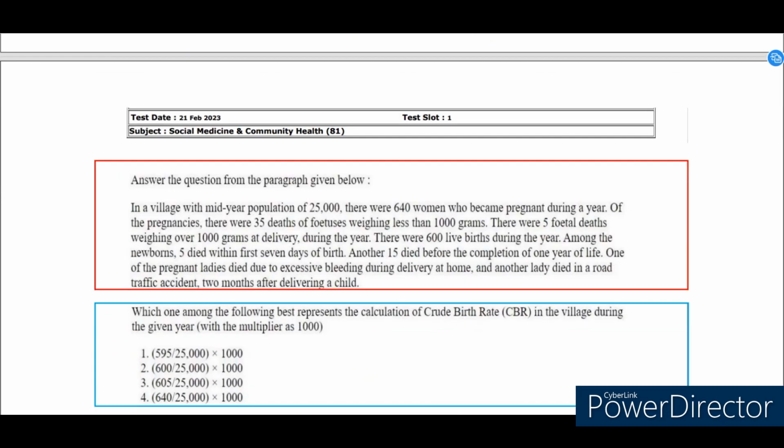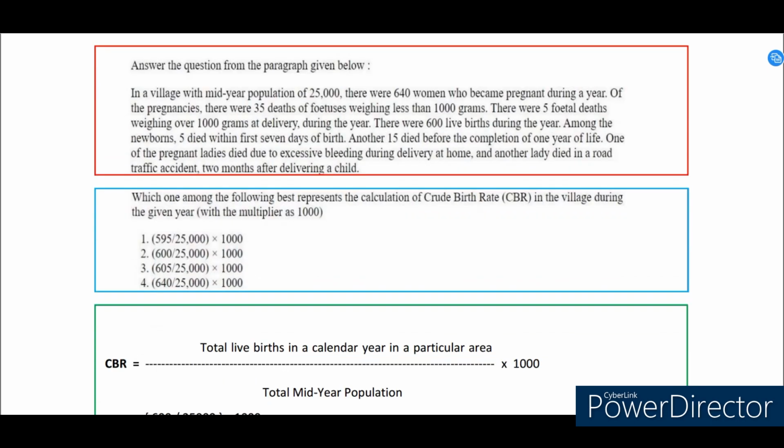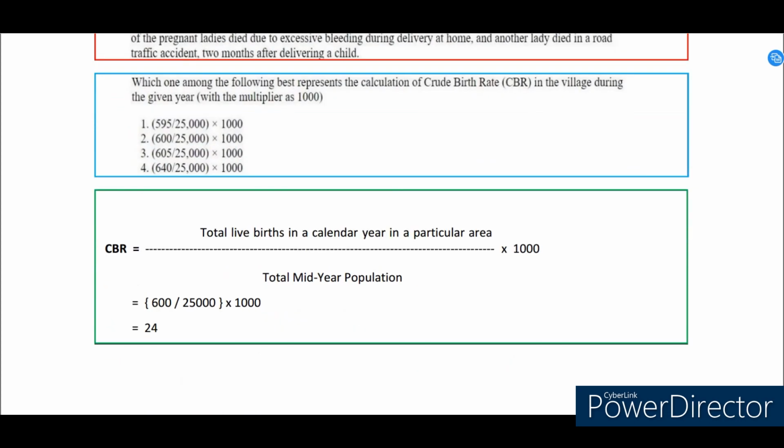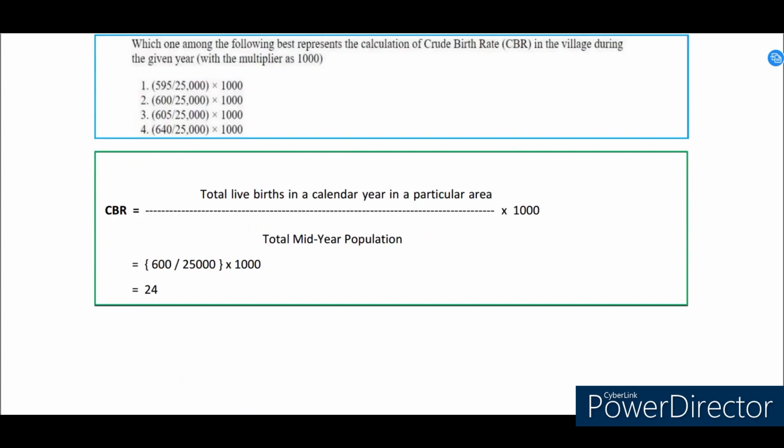Now coming to the next question, where they are asking you to calculate the crude birth rate or CBR, we need to apply the formula, that is in the numerator total live births divided by, in the denominator, total mid-year population, multiplied by 1000. So in the passage, the total live births given is 600, divided by total mid-year population, which was given as 25,000, multiplied by 1000. So the answer is around 24.